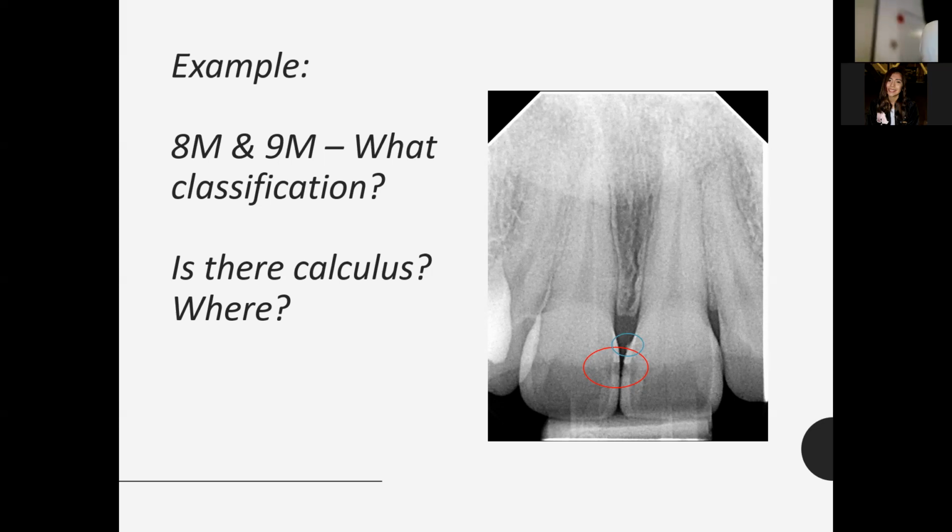Would you be able to go over what the blue is circling, what the red is circling? Yes. So the blue is circling a piece of calculus. Now the red is in the way, but there's a little spur right here, and we'll see more of that when we go over perio. That's a buildup of calculus deposit. And the red is circling decay between 8 and 9. So this is decay class 3 because it gets into the dentin, and this is on number 9. This is class 3 as well because it goes into the dentin.